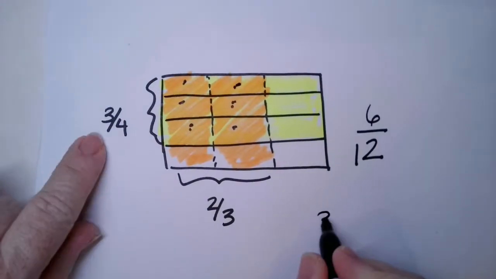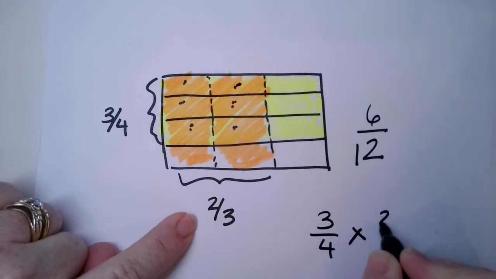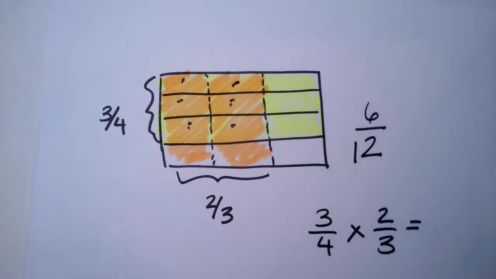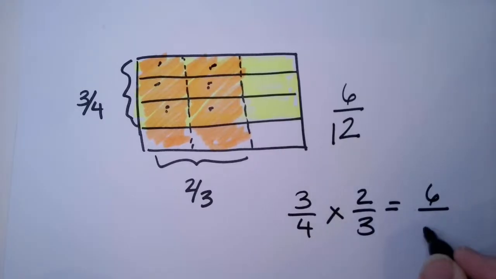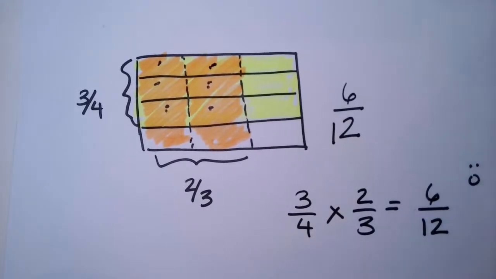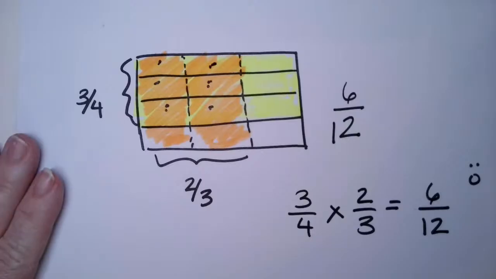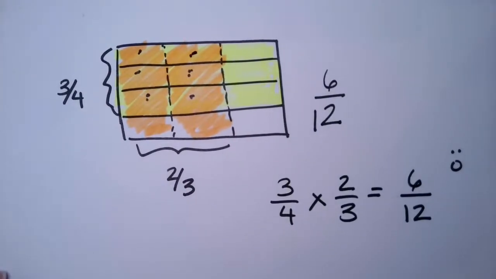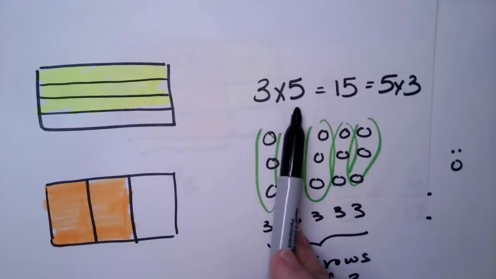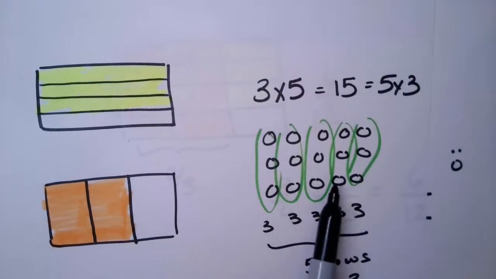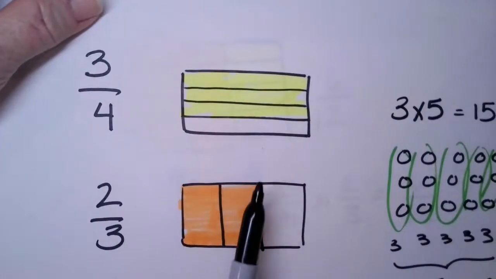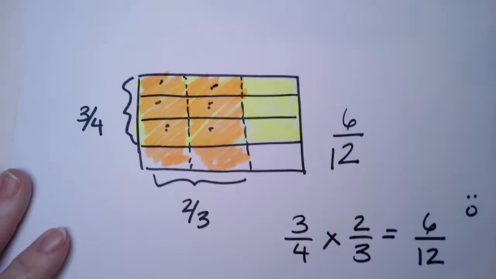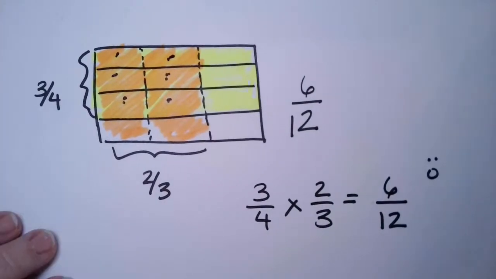Watch this. 3/4 times 2/3 is 3 times 2 is 6. 4 times 3 is 12. Whoa! What did we just do? We did the same thing before when we multiplied whole numbers, 3 times 5. Only this time we're using the idea of a fraction and overlaying these two on top of each other so you can see what we're really talking about with fractions when we multiply them.